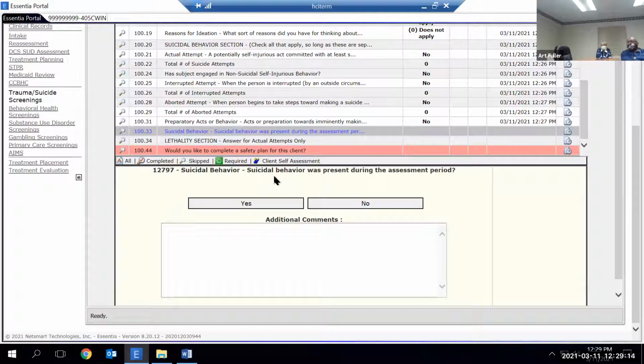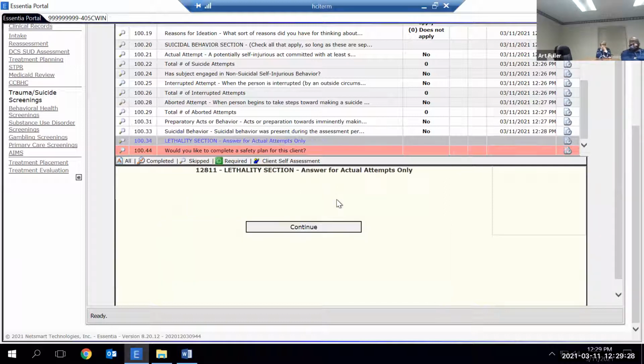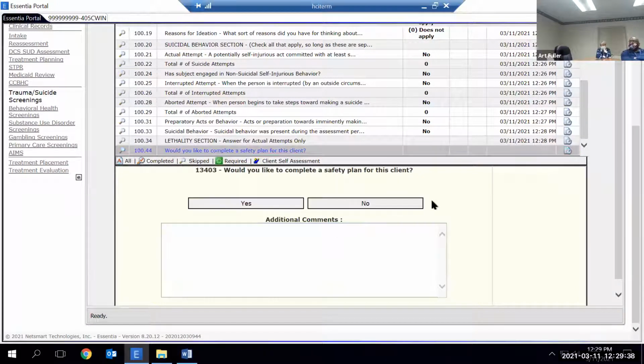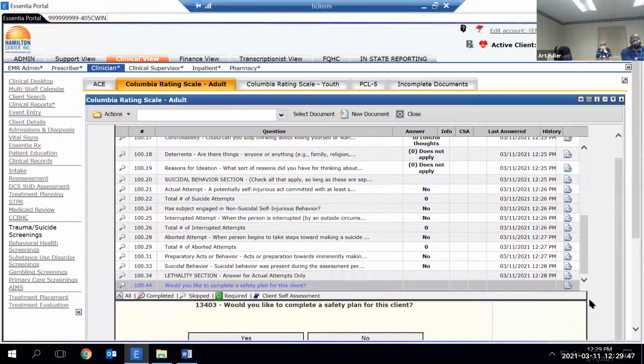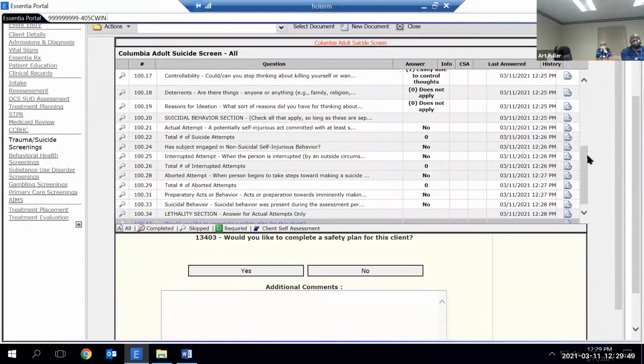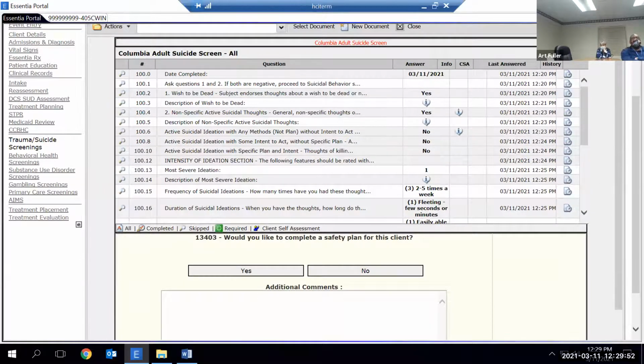And then, is this person suicidal during the assessment? Tim is not. But of course, if he was saying, yes, I want to kill myself, I'm going to do that after this assessment, you would obviously put yes. And so you would then answer these next lethality sections if it's actual attempts. So I don't need to do that for Tim, but you would continue to do that. Okay. So you would complete that when you're done.